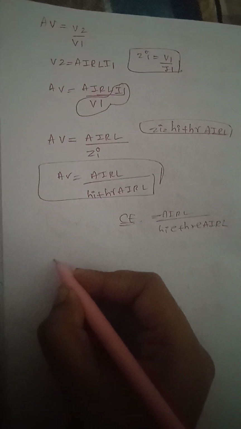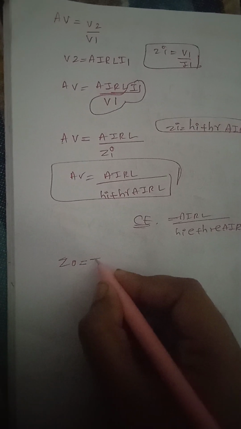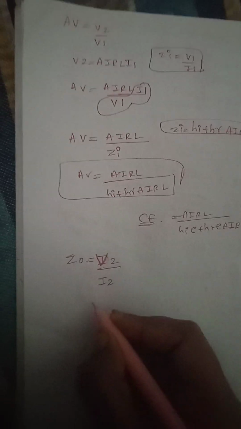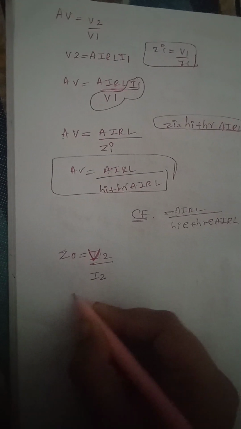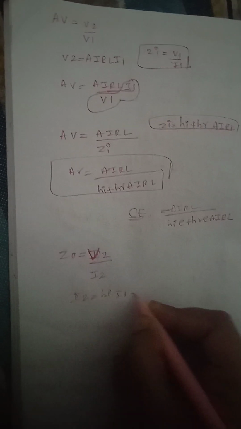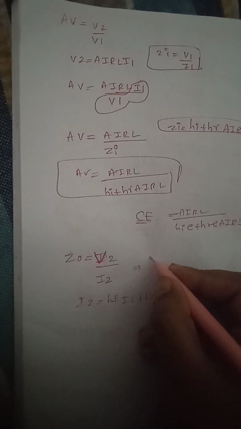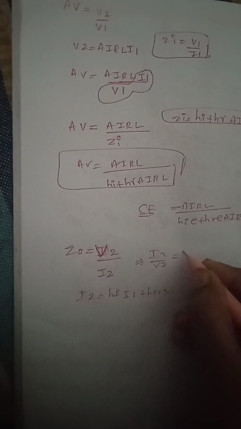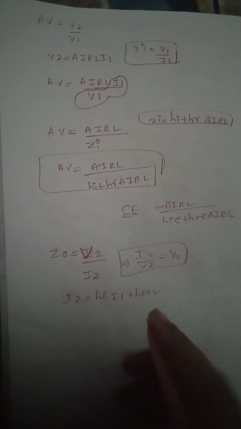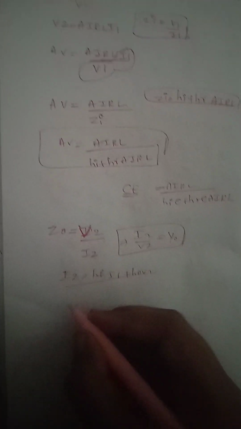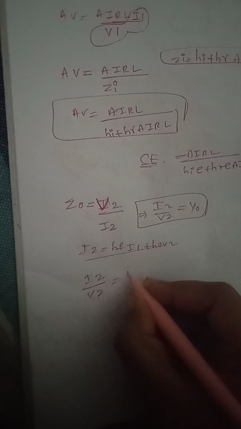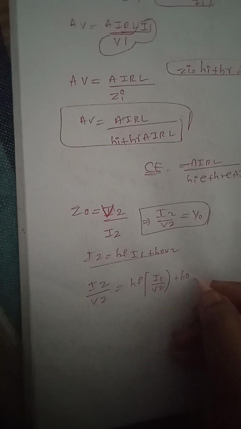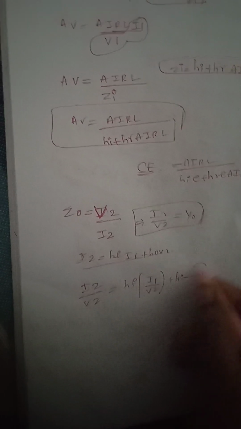Okay, next we will discuss output impedance, which is known as ZO. ZO is equal to output voltage by output current. We know that I2 is equal to HF I1 plus H0 V2. Let us consider I2 by V2, which is the reciprocal of output impedance. Let us assume this is Y0. So divide by V2 on both sides. Now we'll get I2 by V2 is equal to HF into I1 by V2 plus H0 into V2 by V2, which gets cancelled. So take this equation.